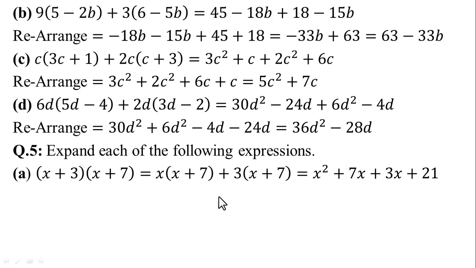First of all, in first part, A, x plus 3 into x plus 7. Both are multiplying to each other. So we can multiply by a simple method, x multiplied by the whole term plus 3 multiplied by the whole term. So we can write that x into x plus 7 plus 3 into x plus 7. First of all, x multiplied by x is x square plus 7x, plus 3 multiplied by x, 3x plus 21. So the answer is x square plus 7x plus 3x plus 21. Now adding, x square is a single value, so x square plus 7 plus 3, 10x plus 21.